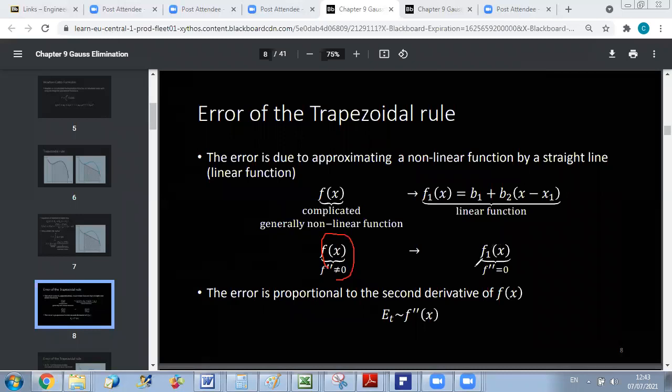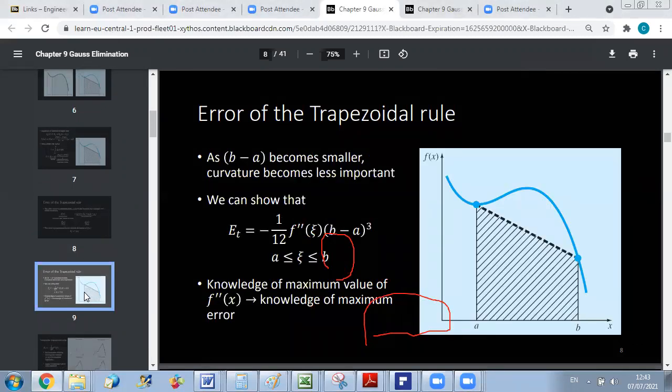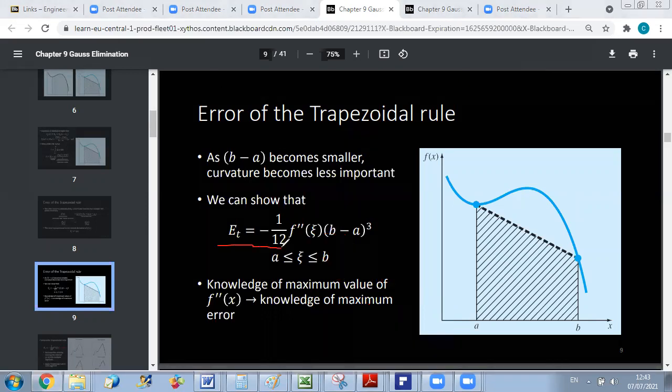And this is why we can expect that the error involved in the trapezoidal rule should be proportional to f second of x. Because if f second of x is 0, this means that we have a linear variation, and then we will have a perfect match, then 0 error. If not, the higher the curvature, the higher the error. This is why we can understand now this mathematical formula. We are not responsible for how to derive it, but we should understand the meaning of it.